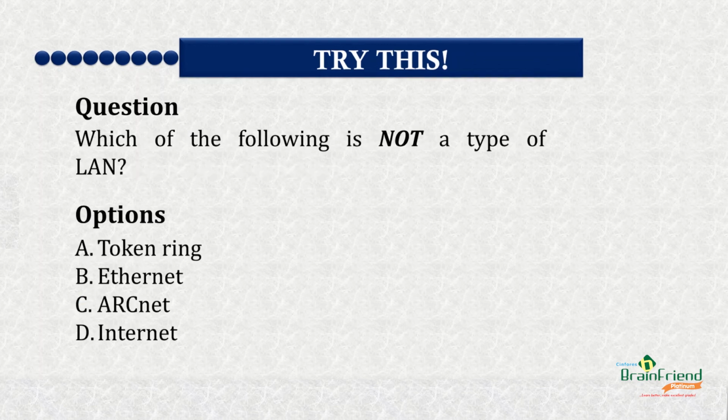Question 2. Which of the following is not a type of LAN? A. Token ring, B. Ethernet, C. ARCnet, D. Internet. And the correct answer is D, internet.